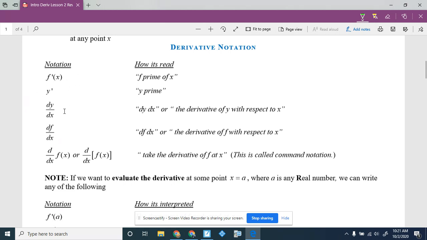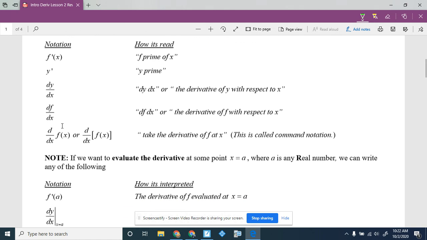But there's other notation that's acceptable. This right here would be read as dy dx. We don't really read it as dy divided by dx. We say dy dx, or better yet, the derivative of y with respect to x. And you can do it with anything. You can do df dx, dg dx, d whatever the function is dx. So that's a different style of notation. That was named after a different mathematician. That's Leibniz notation.